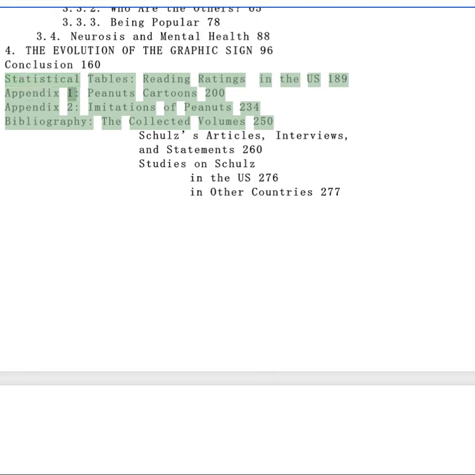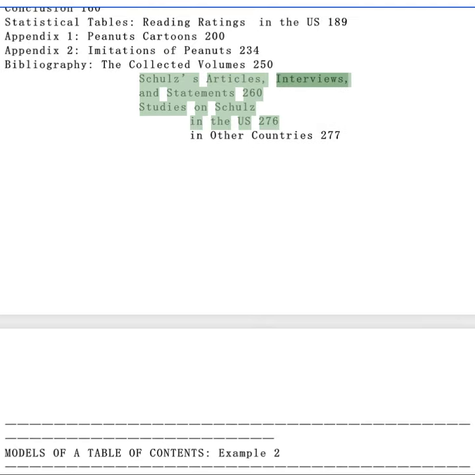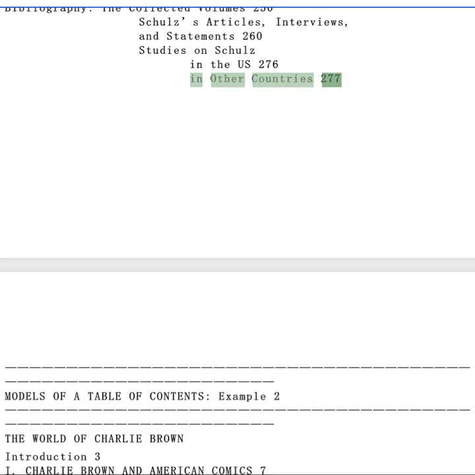189. Appendix 1, Peanuts Cartoons 200. Appendix 2, Imitations of Peanuts 234. Bibliography, the collected volumes 250. Schultz's articles, interviews, and statements 260. Studies on Schultz in the U.S. 276. In other countries 277.